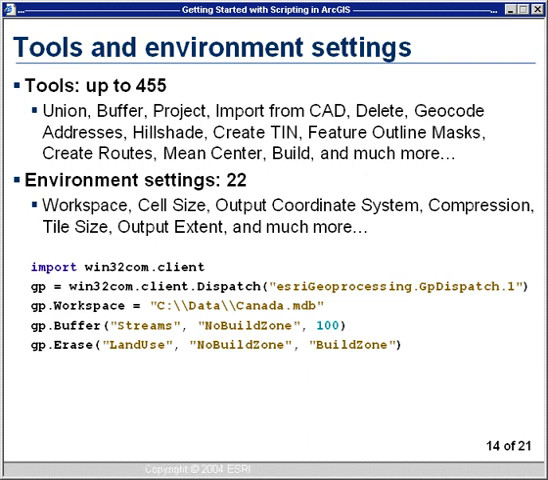After you have created the GP variable, just prefix it to any tool or environment setting. In the last 3 lines of code, we are setting the workspace, buffering a feature class, and erasing features from a feature class. The third line of code uses the workspace environment setting, and the last 2 lines of code use the buffer and the erase tools. Any environment setting or tool can be called in this fashion.